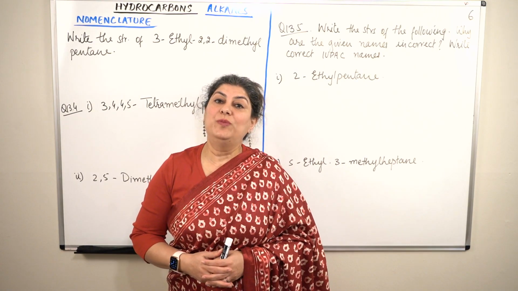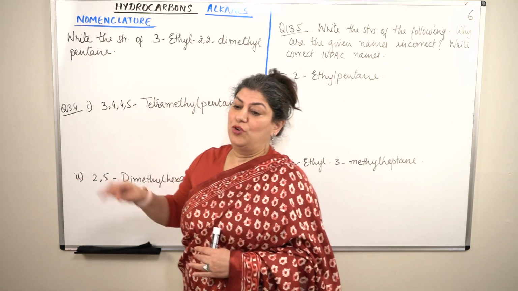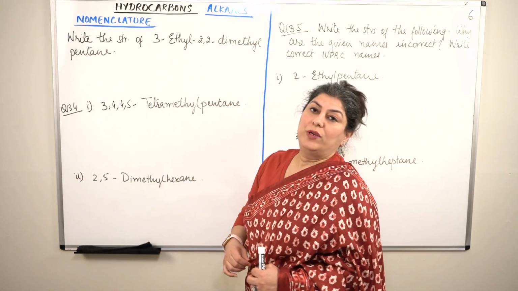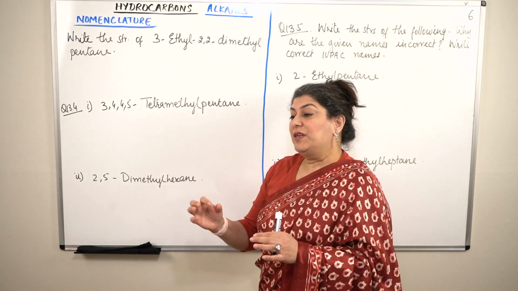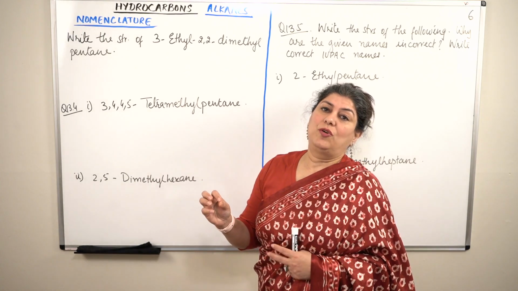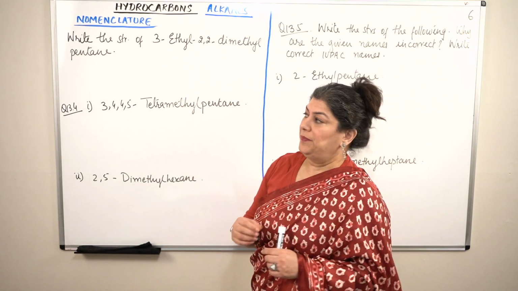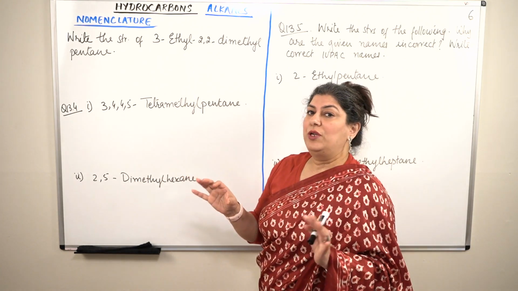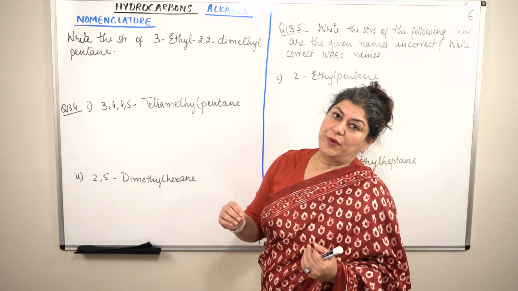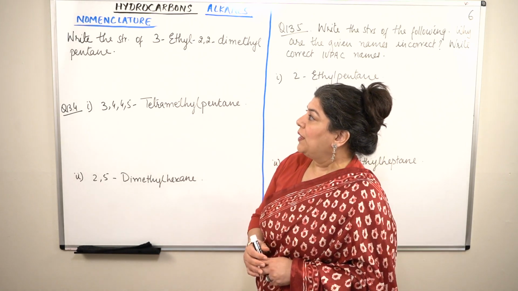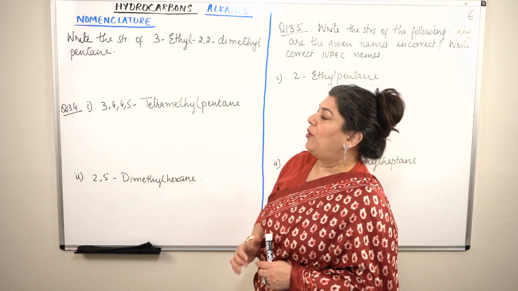We were doing the nomenclature of alkanes. Moving ahead with our discussion of the nomenclature, in this video we are going to do the reverse of nomenclature. That is, in the previous videos we were given the structure or the formula of a compound and we were supposed to write its name. In this video, we are going to discuss what we do if we have the name and are supposed to write the structure from it. So, not wasting any time, let me move straight to the problem.